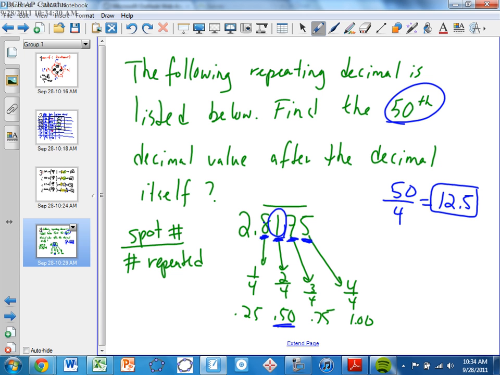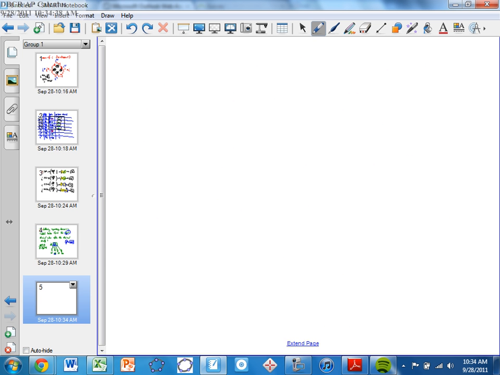And let's do an example like that now. So, imagine the same kind of problem. I'm not going to rewrite all the words here, okay? So on the next page, let's say that the repeating decimal was 3.718. And you are asked to find the 119th spot.